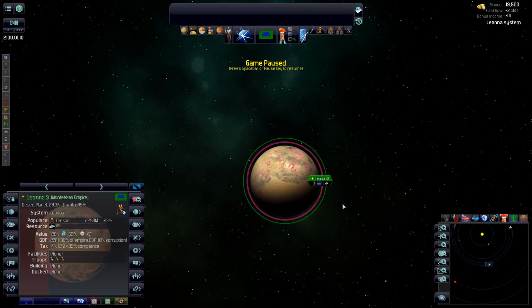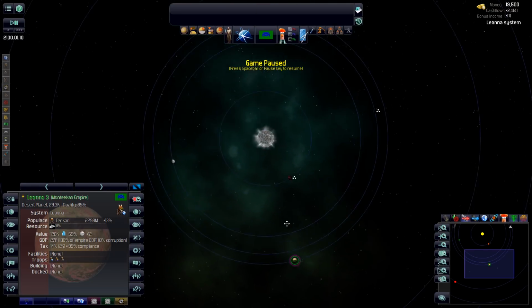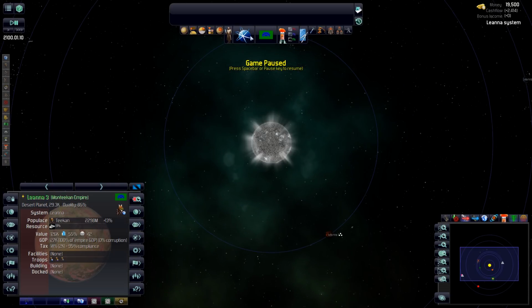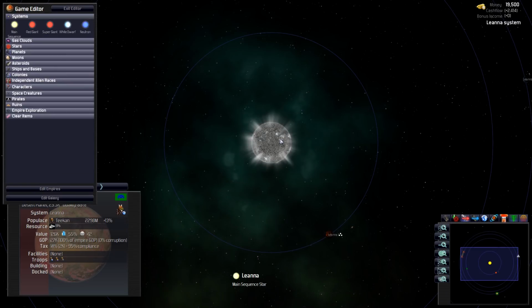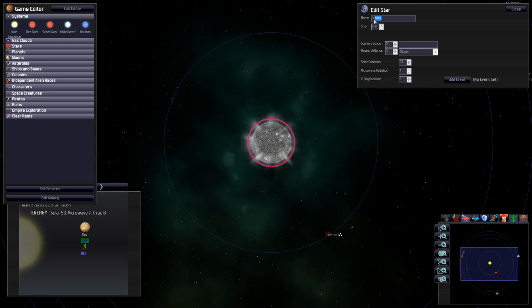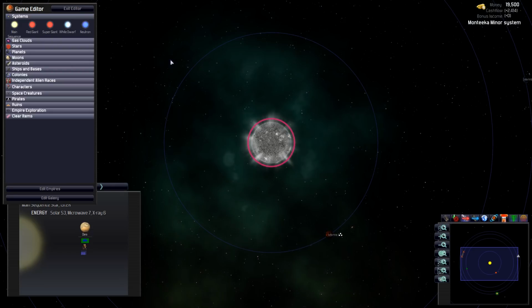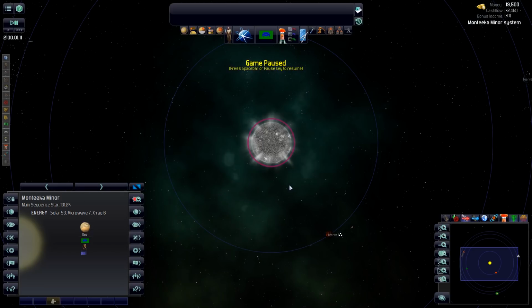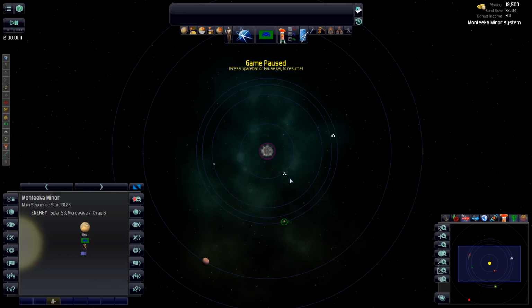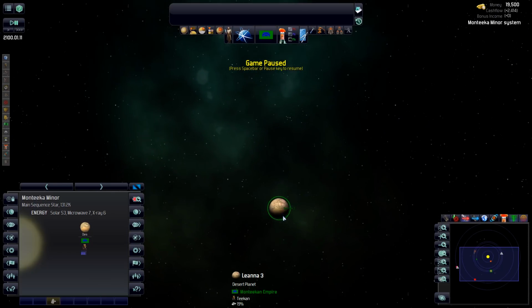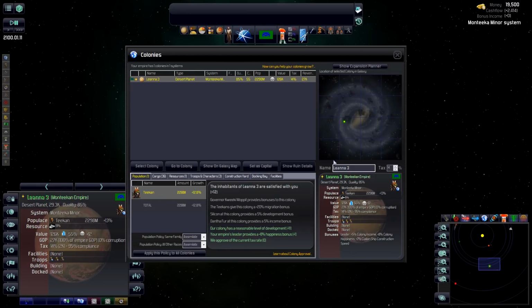All right, so here's our home world, and we will just do a quick rename of a couple things. I'm just going to pop into the editor here. And I'm going to double click on our star, and this is going to be Monteca Minor. Yeah, everything's going to have a tiny theme to it, so we'll go Monteca Minor. I'm not even sure what I'm calling this series yet. Maybe Tiny Teekans or something like that. We'll figure that out as we go. Okay, and we will also rename our homeworld to be Monteca Prime.